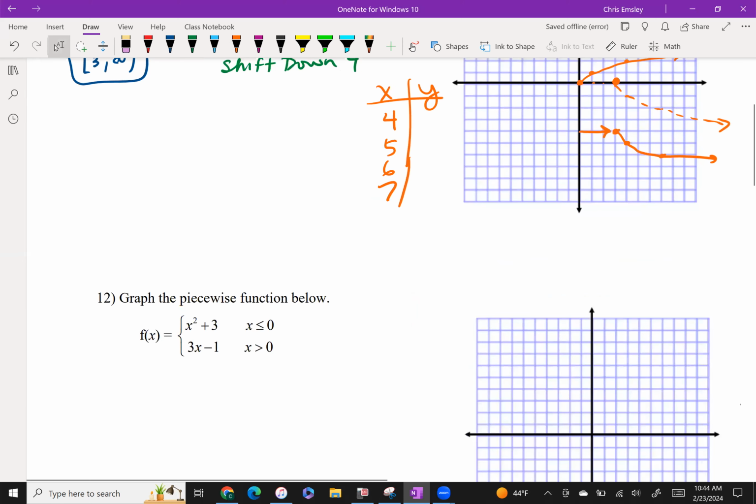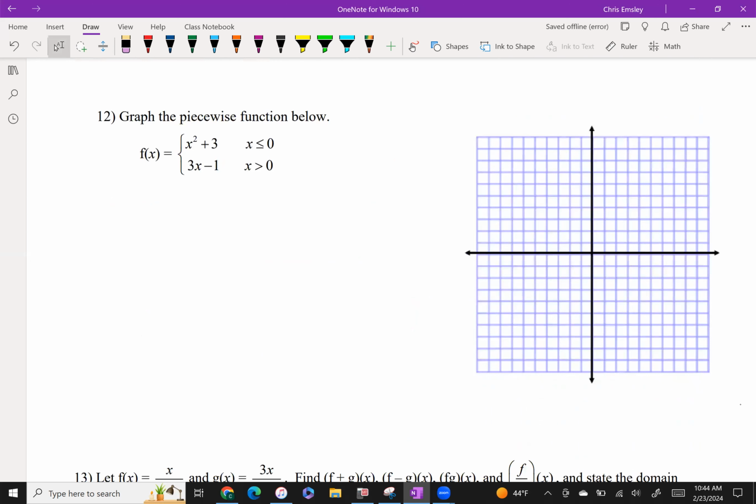Okay, next up, graph our piecewise function. Remember, a piecewise function is defined by multiple equations, and there is an x or a domain restriction on each of those equations. So if you have 2 equations, I want to see 2 t-tables to see how we're going to graph that. Okay, so this is going to be the t-table for x squared plus 3. That's a parabola that has been shifted up by 3.